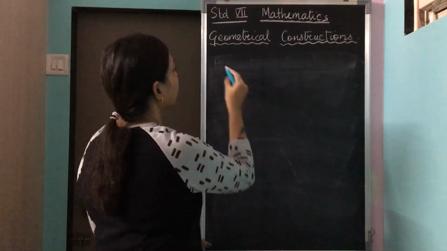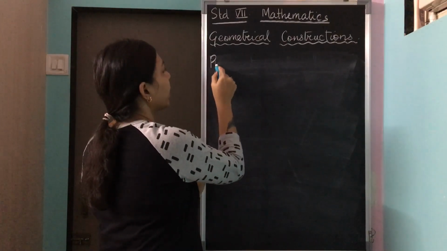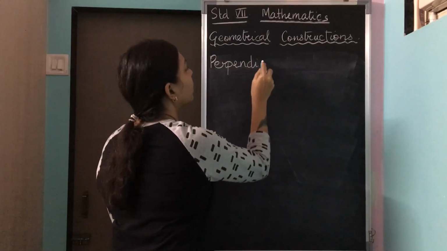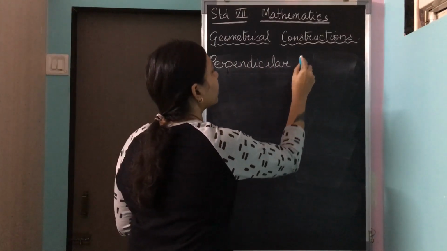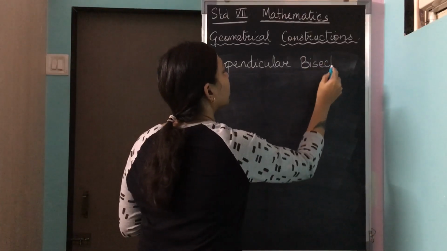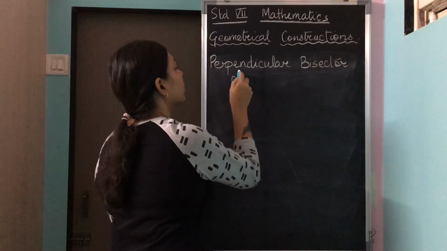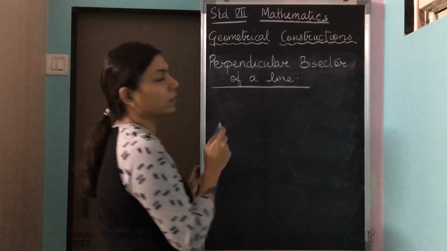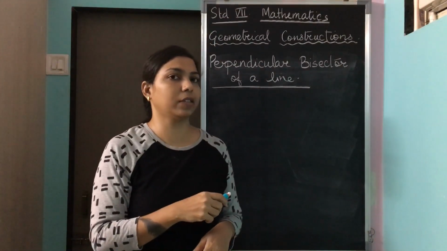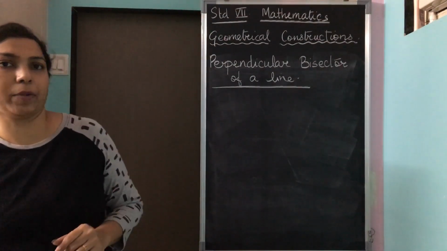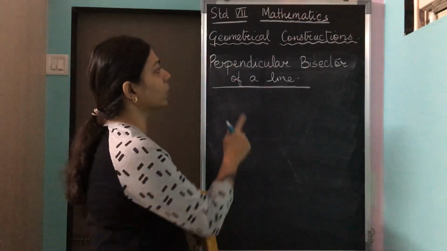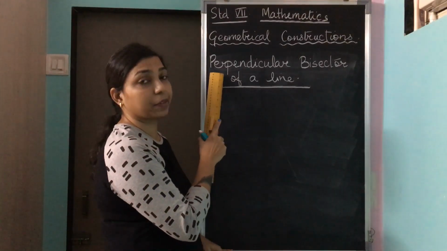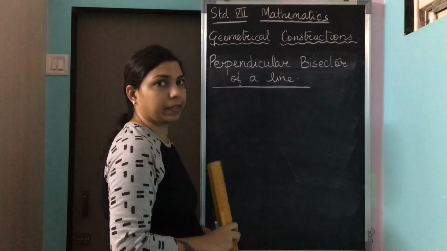Moving to the next part, we will be now drawing a perpendicular bisector to a given line. This construction was something that you had already learned in your 6th standard, the last chapter. Okay. So we want a perpendicular bisector. Now when the word perpendicular comes, it means that it is going to form a 90 degrees angle.